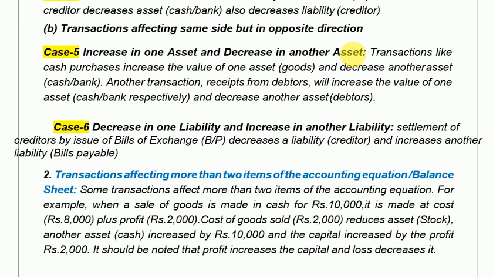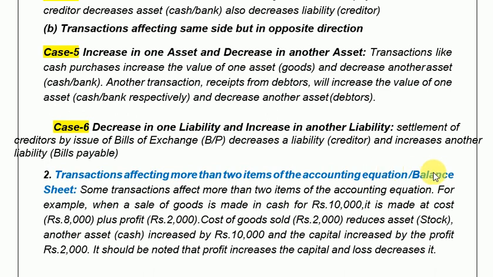And now let's proceed towards case number 6, that is decrease in one liability and increase in another liability. It means when we are paying or settling one liability, it may create another liability. Like if you want to settle the creditors by issuing bills of exchange, like bills payable, you are creating one liability for paying off another liability, like creditors.